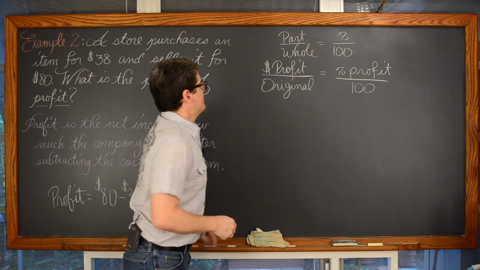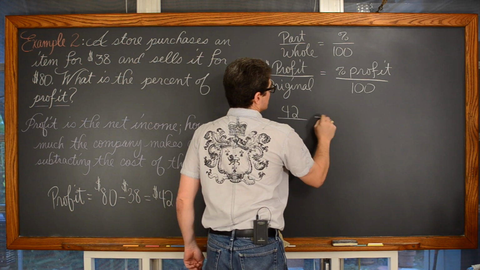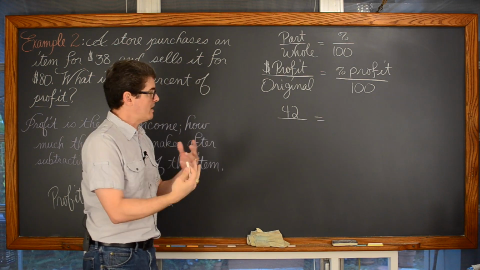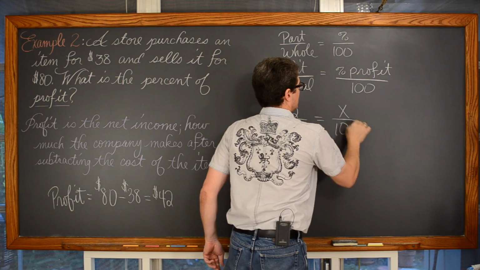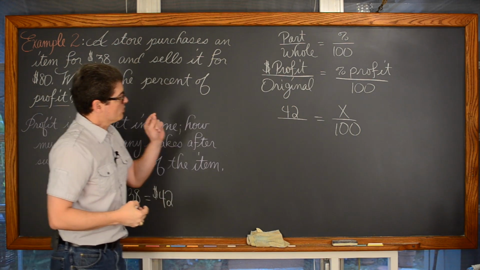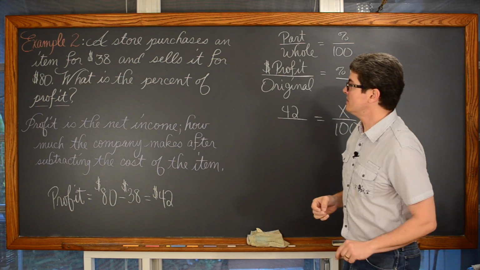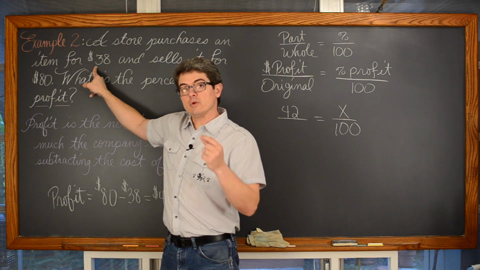So the amount of profit is 42. You can keep the dollar sign in there or not, it's up to you, as long as you understand what's about money and what's about percent in the context of the problem when you're finished. It's an unknown percent of profit over 100, and the original price of the item, it's not always going to be the larger value. You have to reread the problem.